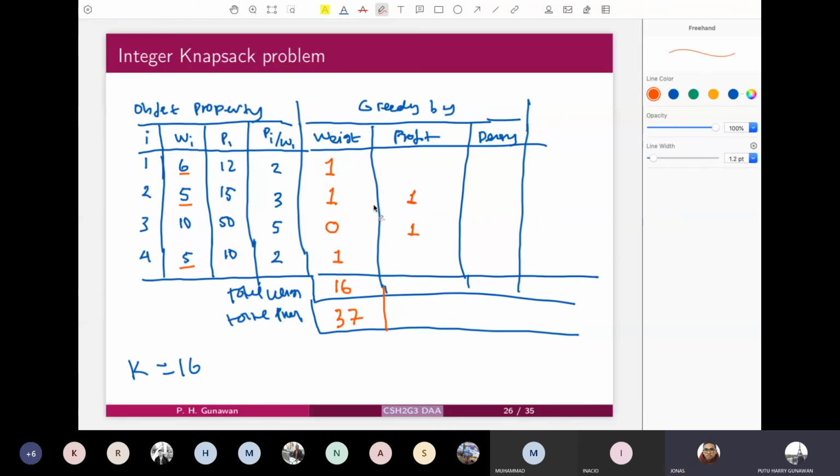And then there is no more weight left, so I stop. I have just 15, and the value is 65. Okay. Since I have greedy by profit, greedy by profit gives 0, 1. Is it okay?